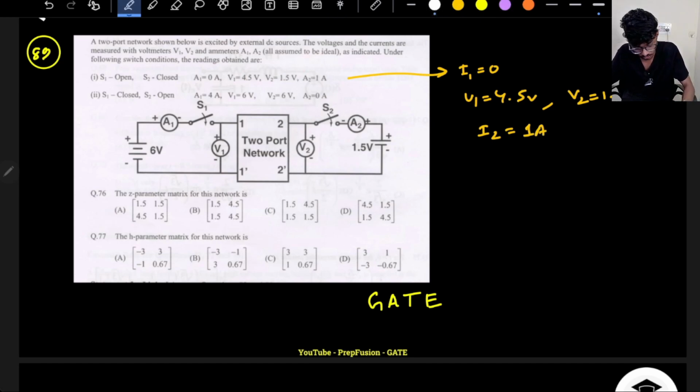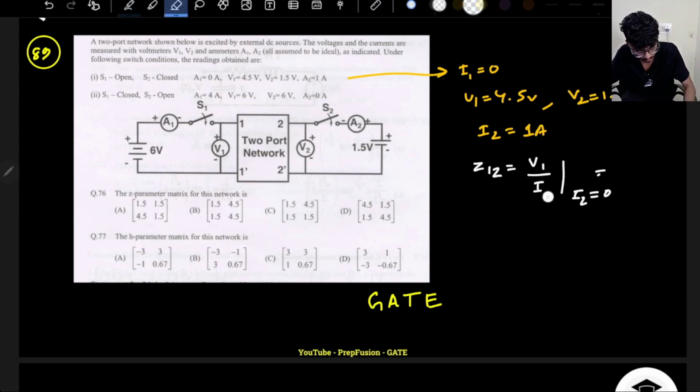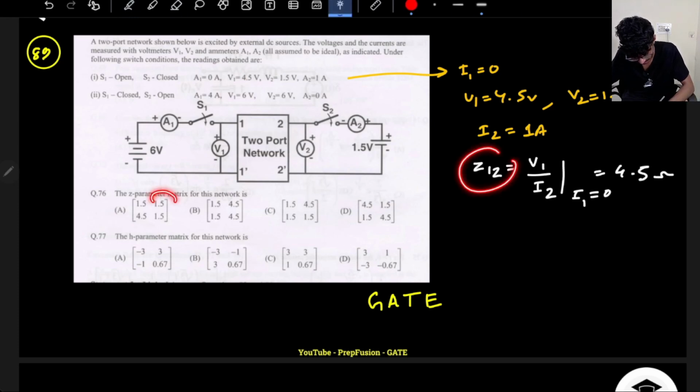So I can say that Z11 equals V1 by I1 when my I2 is 0. Not I2, sorry. Z11 I won't be able to find, but I will be able to find Z12, which will equal V1 by I2 when I1 is 0. So V1 divided by I2, if I do the ratio, will be 4.5 ohms. Z12 is the first row, second element. So 4.5 ohms is here, 4.5 ohms is here. So these are automatically eliminated. Only these are the two possible answers.